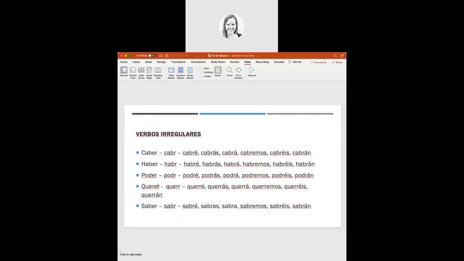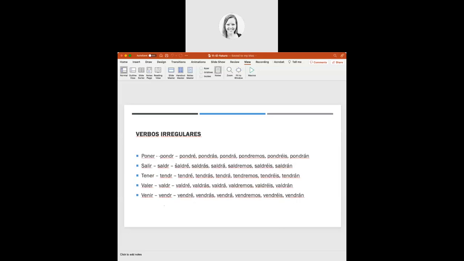And in fact, querer is a little bit of an exception because we have 2 R's that we're going to add there. I'm sorry, it's not an exception because there is already an R. And we're just adding an R like all the others. I kept thinking that was an exception, and it's not. So they are all the same. We're just adding R and then our endings. So cabré, cabrás, cabrá, and so on.